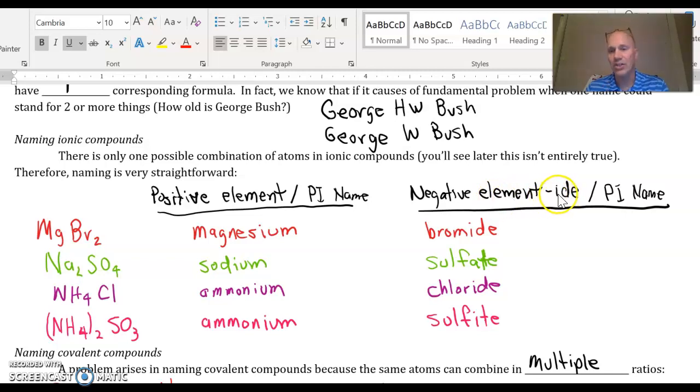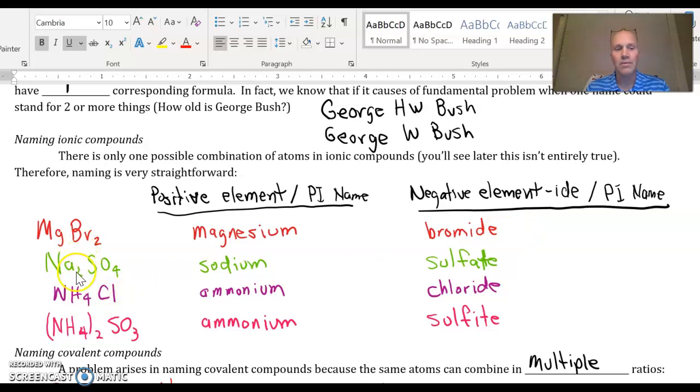We said that the last name is going to either be the negative element "-ide", you see dash "-ide", or a polyatomic ion name. So what are the negative ions in this formula? It's the bromide ion, or Br-1 ion. What we do is we take the word bromine, and instead of saying bromine, we take off the last 3 letters and substitute them with IDE, and you say bromide. So the name of this right here is magnesium bromide.